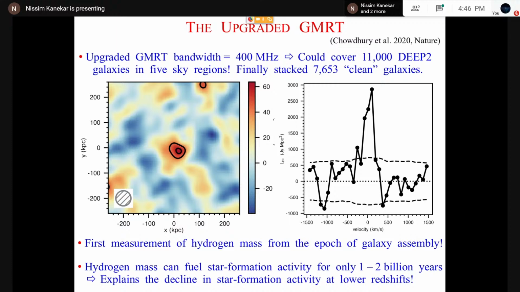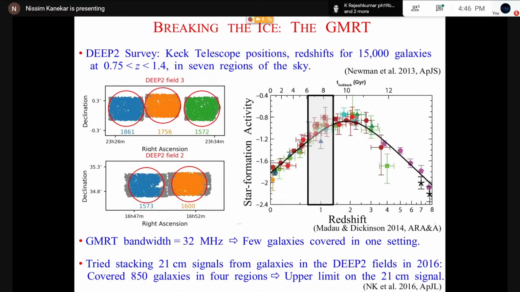What we also got was a measure of the star formation rate of these galaxies. And so now we could divide the hydrogen mass by the star formation rate. And that will tell you how long the hydrogen mass can fuel the star formation activity. And it turns out the hydrogen mass can fuel the star formation activity for only about 1 billion years. 1 billion years is a very short time, and that's roughly the period, as you can see over here.